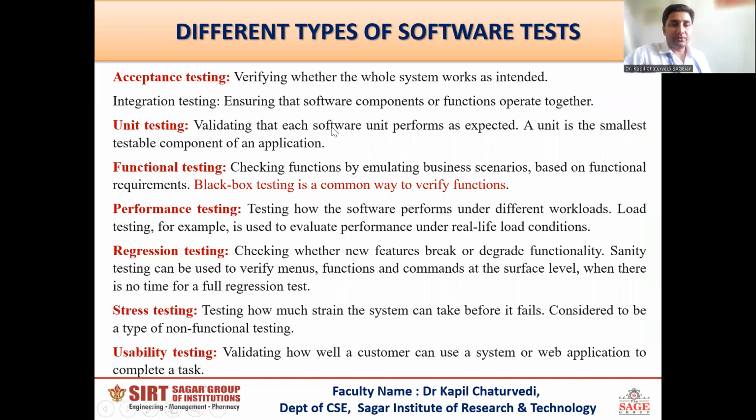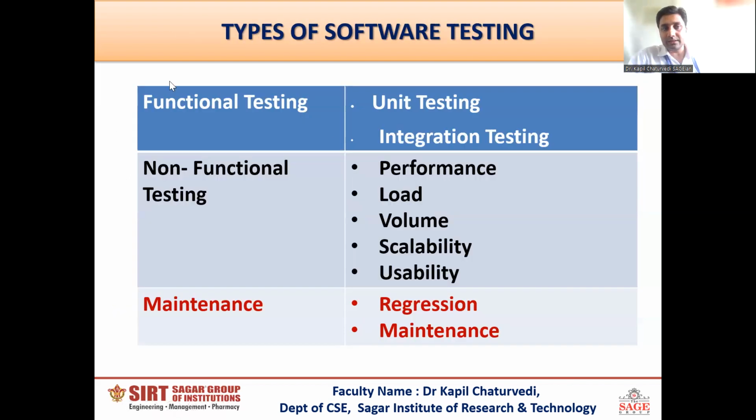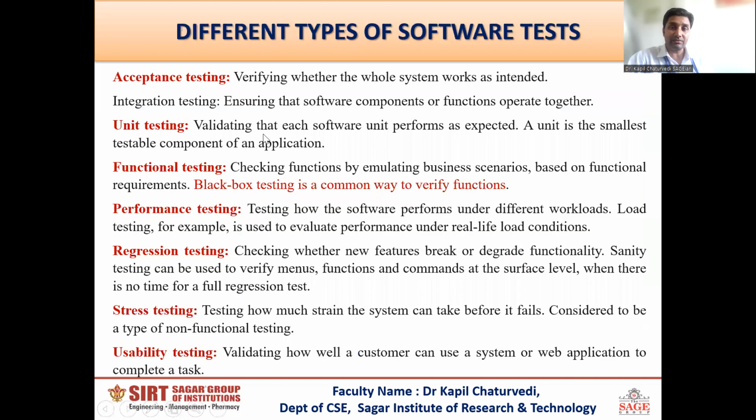So we have broadly discussed three kinds of testing. But when we apply an actual testing mechanism, we realize that many various kinds of testing have to be applied, like acceptance testing, unit testing, functional testing, performance testing, regression testing, stress testing, usability testing. Acceptance testing verifies whether the whole system works as intended. Integration testing assures that software components or functions operate together.